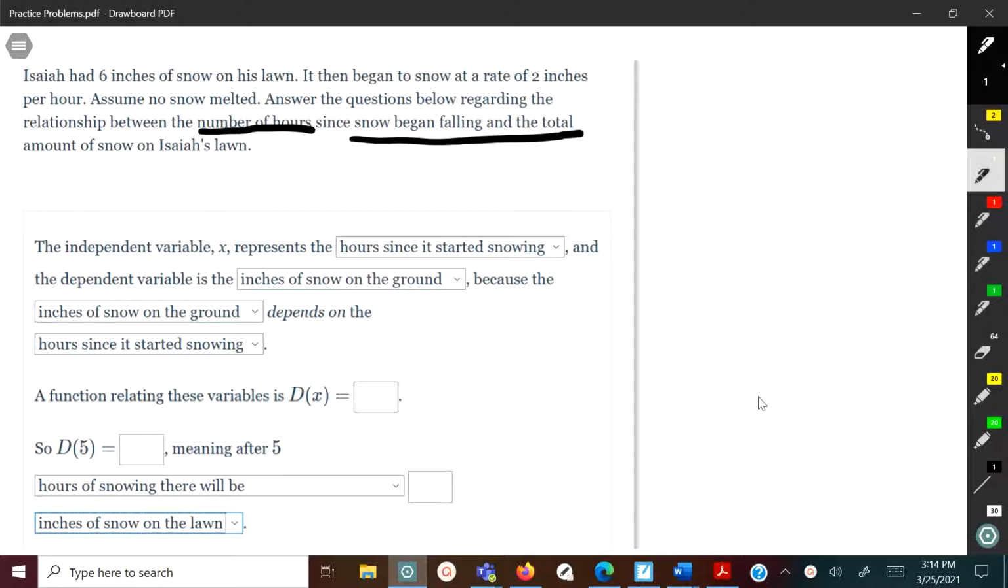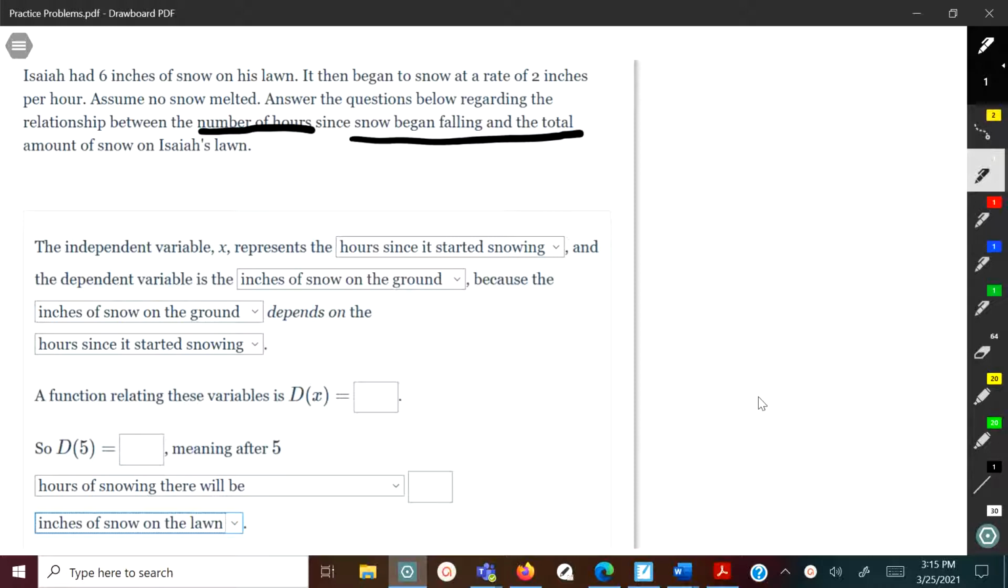Well, you determine it by which one's dependent. Okay, and I'm just going to read it and it'll make sense. The independent variable X represents the hours since the snow started, and the dependent variable is the inches of snow on the ground, because the inches of snow on the ground depends on how many hours it's been. So you find out which one is dependent and the other one is the independent one. You can't figure out how much snow is on the ground unless you know how many hours it's been snowing. Okay, so now that's that first part.